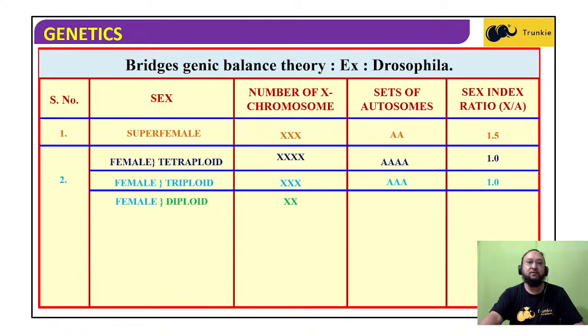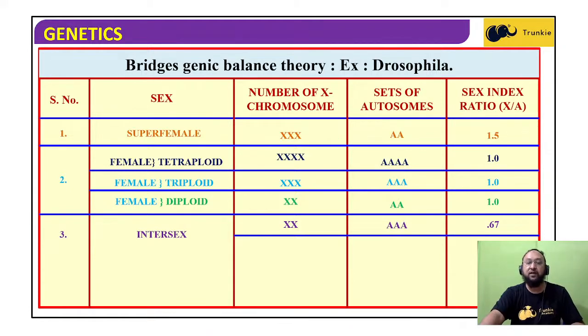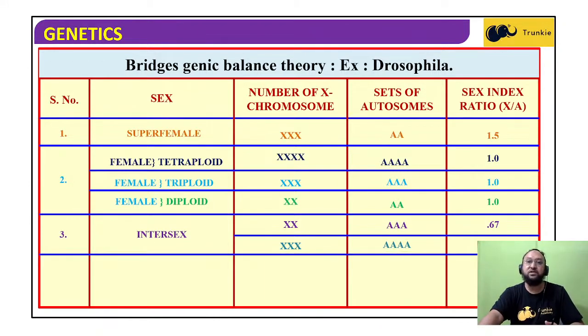Okay. Now in case of the diploid female, the ratio is also 1, with 2 X chromosomes and 2 sets of autosomes, so this will be the female. And the intersex will have 2 X chromosomes and 3 sets of autosomes. Then the ratio will be little more than half, or 0.67, so it is intersex. And in case of 3 X chromosomes and 4 sets of autosomes, the ratio is going to be 0.75, which is also intersex.